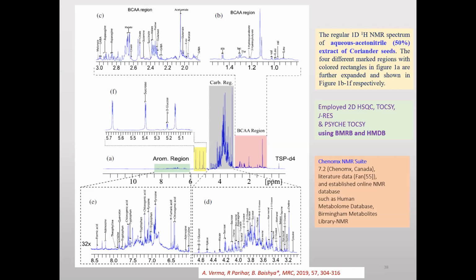TOCSY is very important for metabolomic complex mixtures, because spin system identification can be performed very conveniently by the TOCSY experiment. We use the BMRB, HMDB, Metabolomics databases, Chenomx, and NMRSuite, and using all these techniques, we perform the analysis and identification of the metabolites.